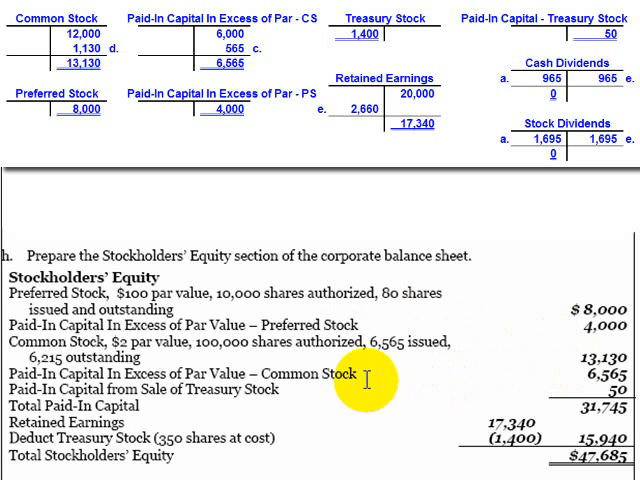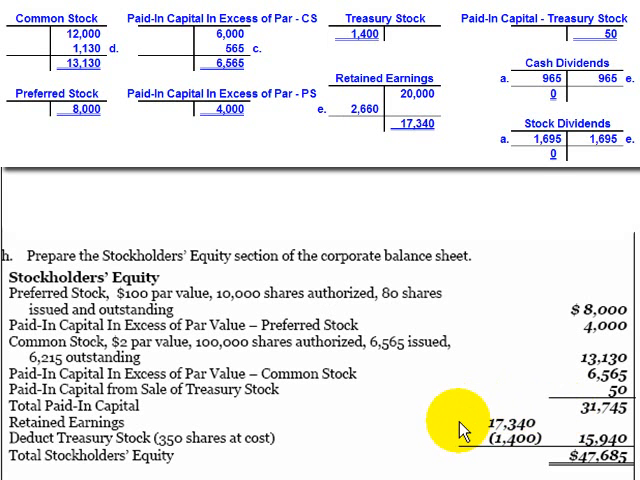Paid-in capital in excess of par value on the common stock has also changed. It's gone up to $6,565. We added $565 to it when the stock dividend was declared. The paid-in capital from the sale of treasury stock is still the same. It's $50, so our total paid-in capital has become $31,745.